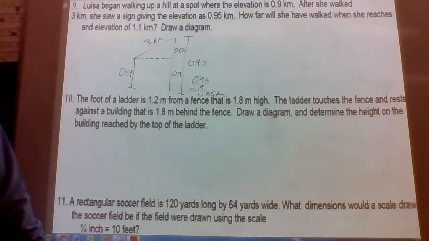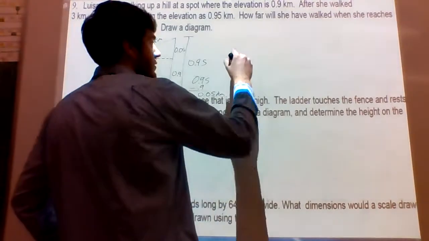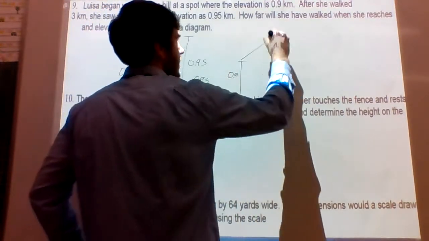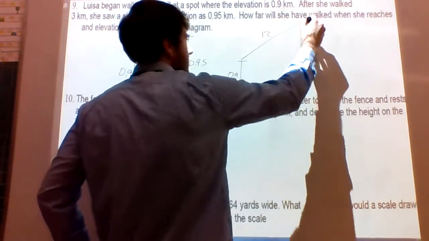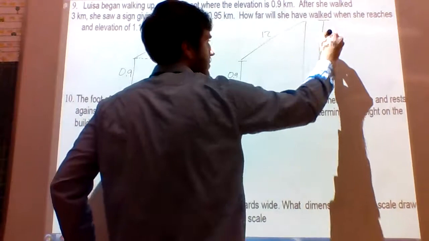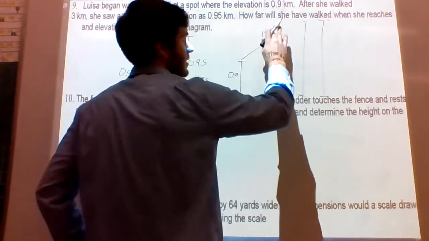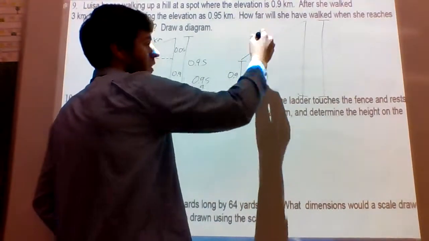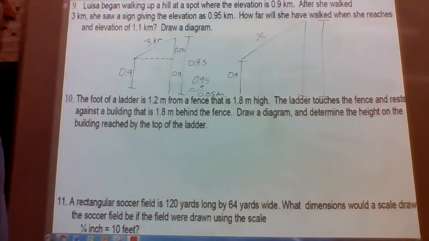How far will she have walked when she reaches an elevation of 1.1 kilometers? Okay. So here again, she starts at 0.9. Okay, if she walks 12 kilometers... I'm sorry, I'm ahead of the gun. That's not what we're trying to find. How far will she have walked when she reaches an elevation of 1.1 kilometers?